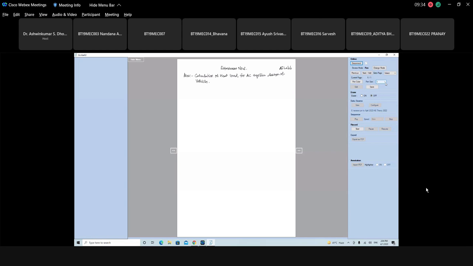vehicle. So as you all know that for AC system design, since you have studied refrigeration and air conditioning, you require the heat load which has to be known before the design of the vehicle. It is called the cooling load calculation as well. So I will write down the theory of what we have to do.